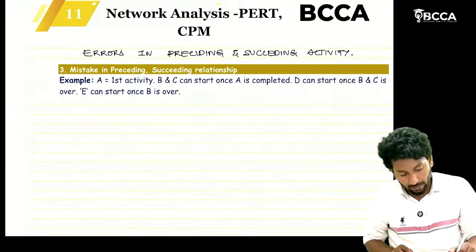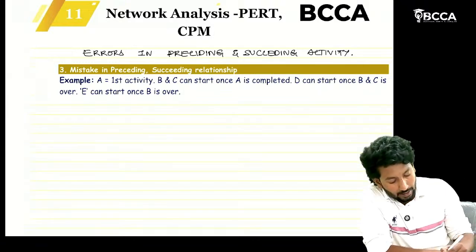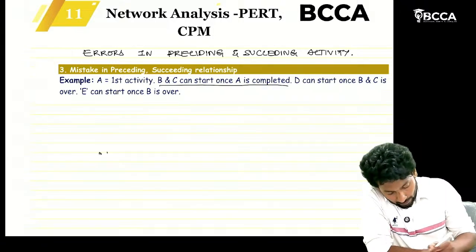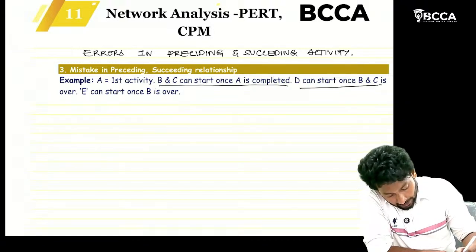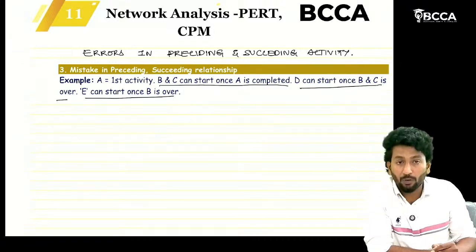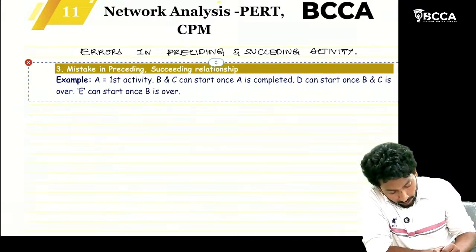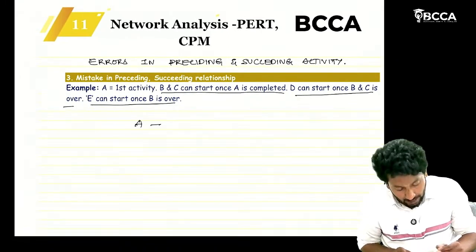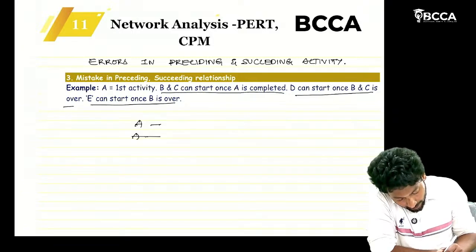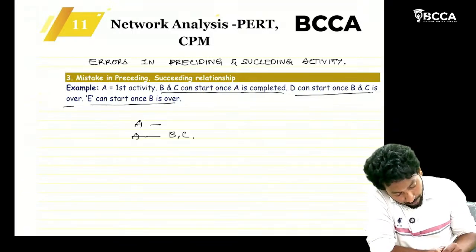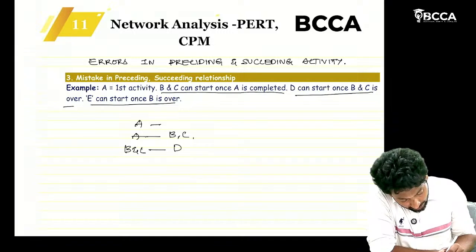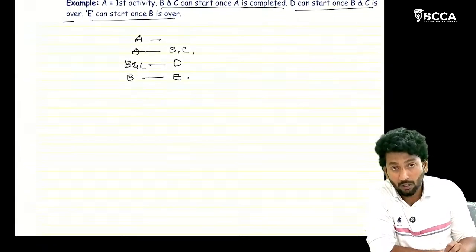For example, A is the first activity. B and C can start once A is completed. Okay, D can start once B and C is over. E can start once B is over. Okay, so here A is first activity, sir. After A ends, B and C can start. After B and C both end, D can start. And after only B is over, E can start. This is the question.